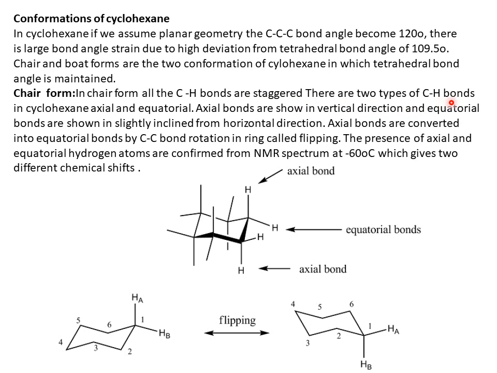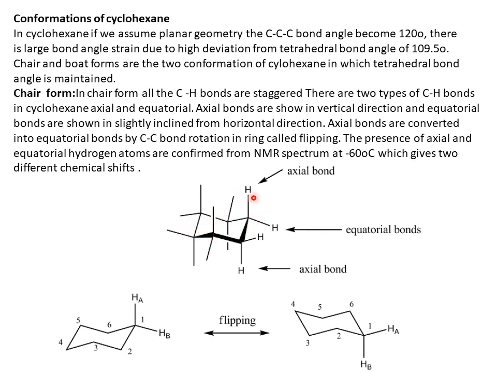There are two types of carbon-hydrogen bonds in cyclohexane. One is axial, another one is equatorial. The vertical bonds are called axial bonds, and the inclined bonds are called equatorial bonds. These are the two types of bonds in the chair form.